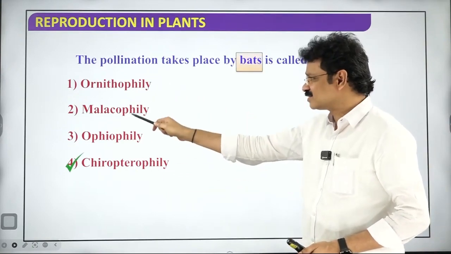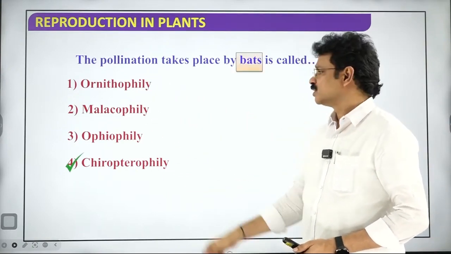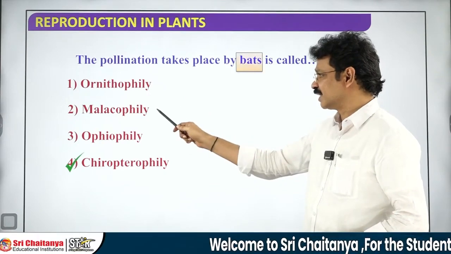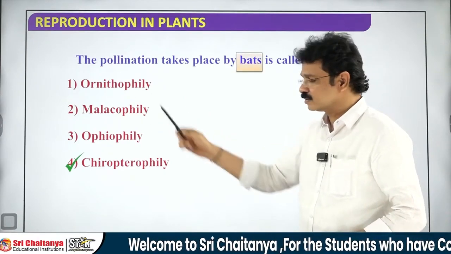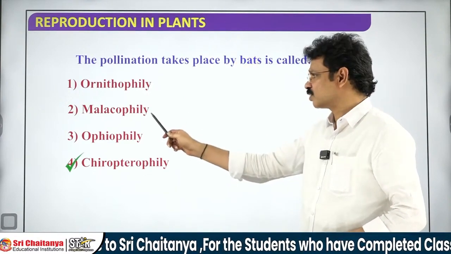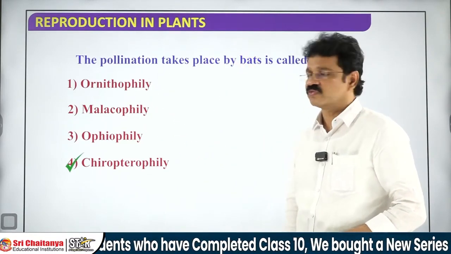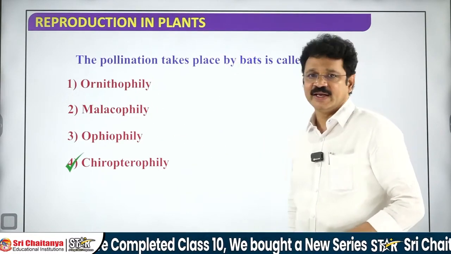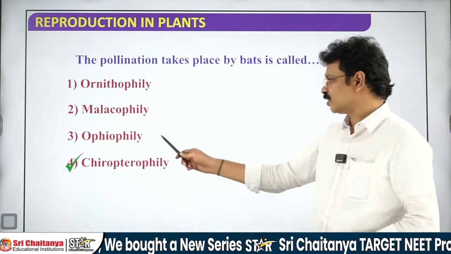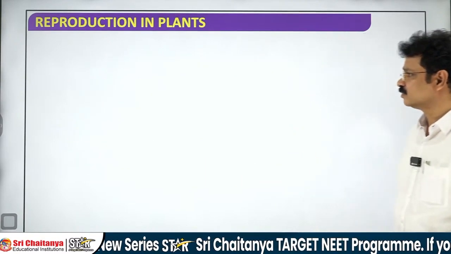Study of snails, malacology. If the snail is the pollen transferring agent, then such flowers are malacophilous. The name of that pollination in malacophilous flowers is malacophily. Ophiophily, snakes. The pollen transferring agent is the snake.